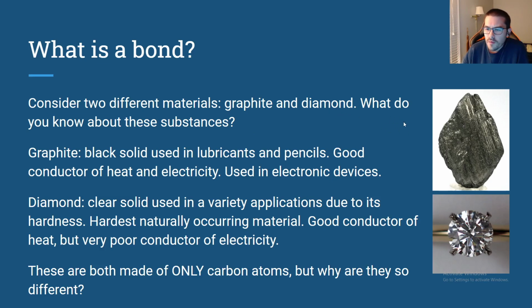So let's talk about two materials. We have graphite here. This is a big chunk of graphite. Graphite is the same material that goes into pencils. So pencil lead is actually not lead, it's graphite. It's a black, somewhat shiny substance.